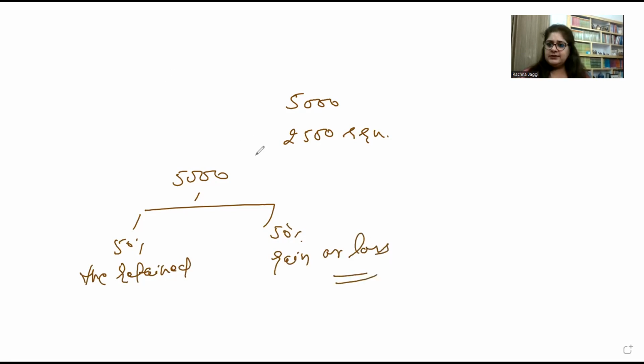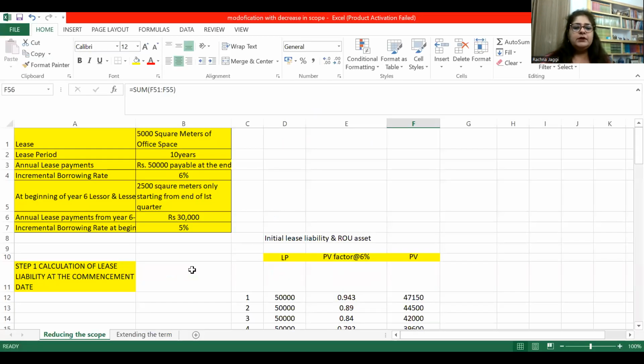So let's understand this whole scenario with the help of one example. In Excel, I'll take that example. So here we have taken this example that the lease is for 5,000 square meters of office space. Lease period is 10 years. Annual lease payments are 50,000, payable at the end.